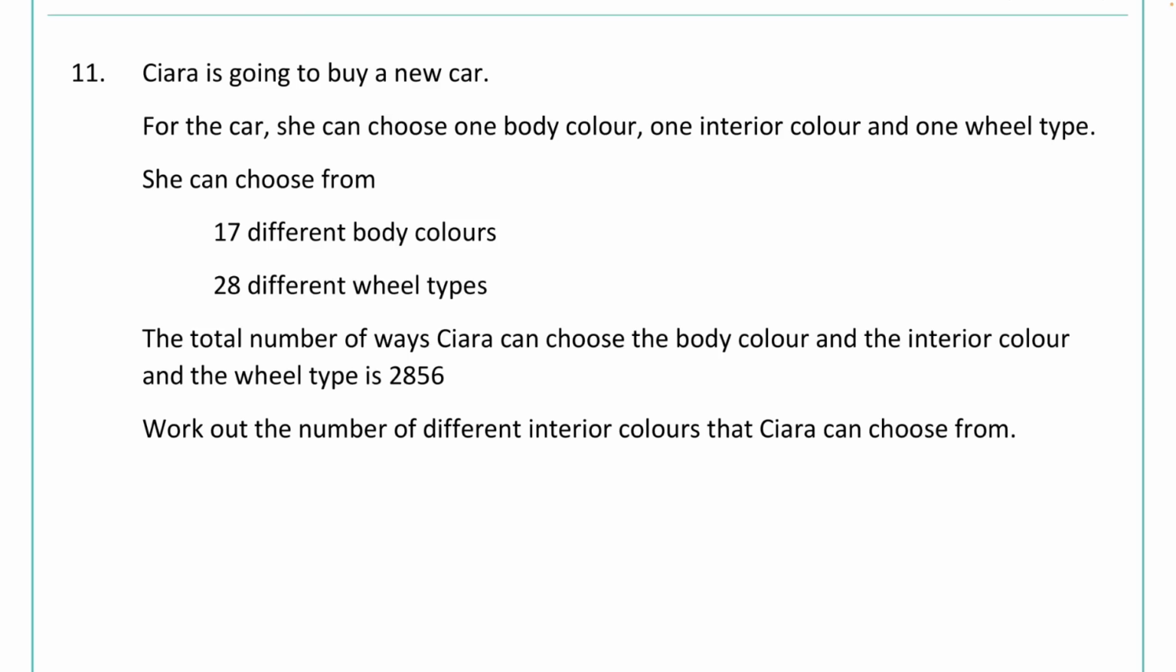So here, with the product rule for counting, we just take all of the different options that we have and multiply them all together. However, we are missing that final one. We do not know the interior colour.